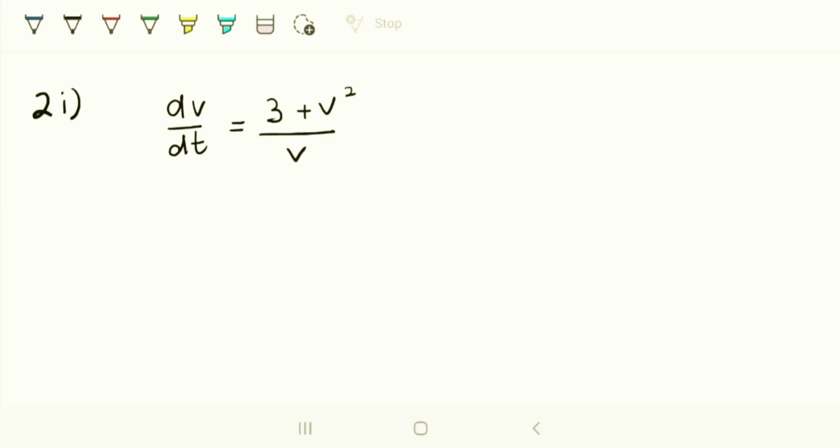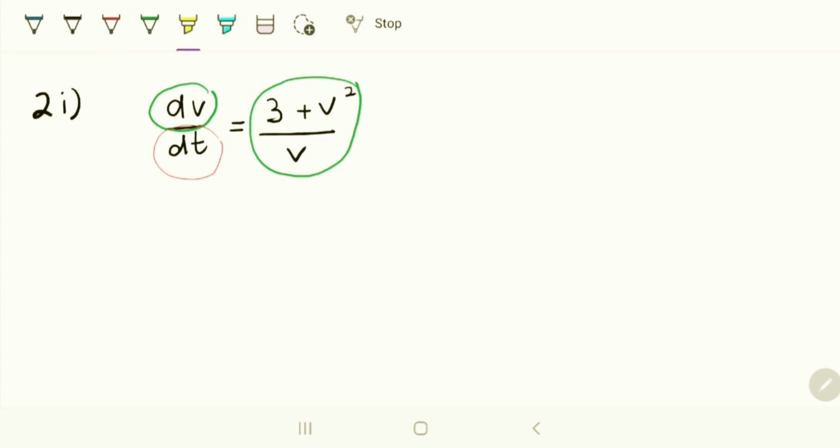No. 2i. Again, this is a first order differential equation, so I must check whether I can use separable variables first. If not, I will go to the integrating factor method. Let me circle the variable. I have variable v and variable t.